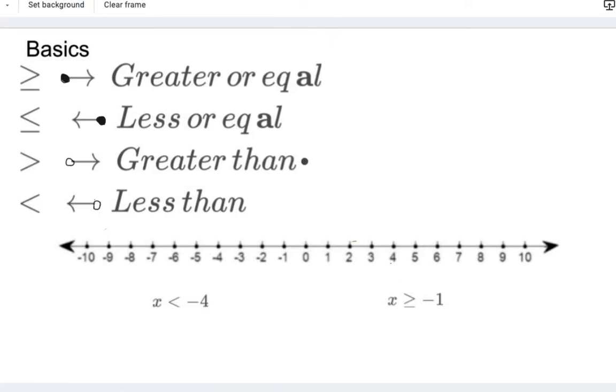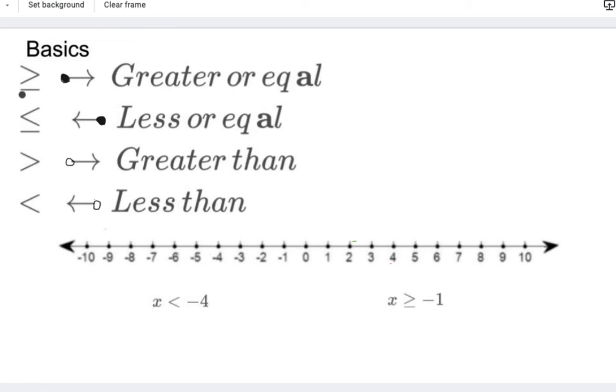So an inequality is just like an equation, except instead of just having one solution, you have a solution set. Like all the numbers that are greater than or equal to -1. So 0, 1, 2, -0.99. These would all be parts of the solution set.